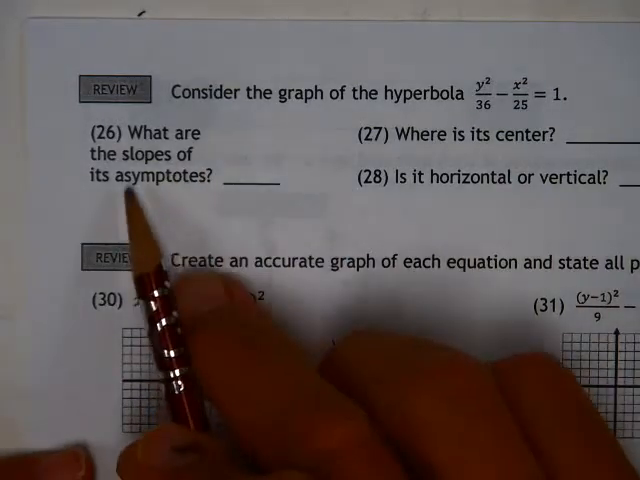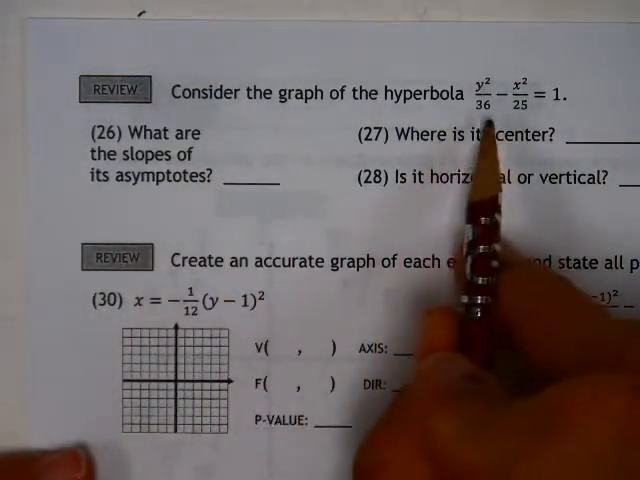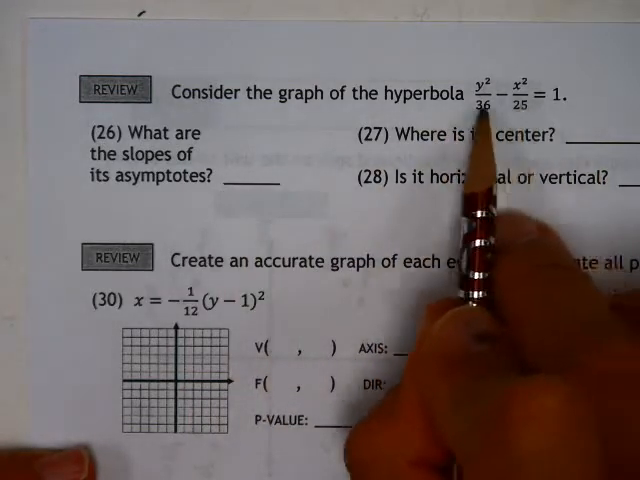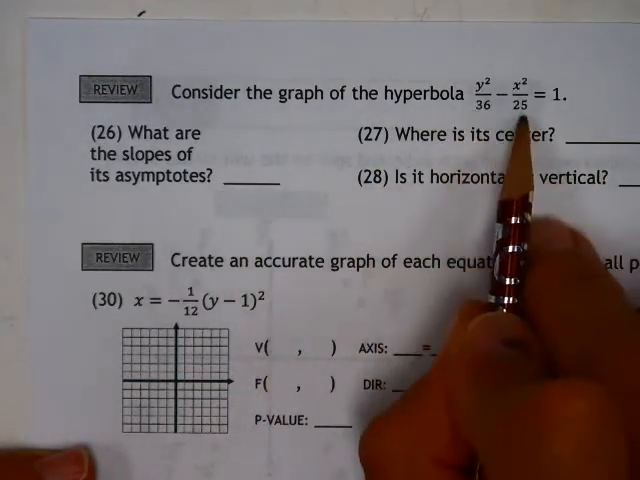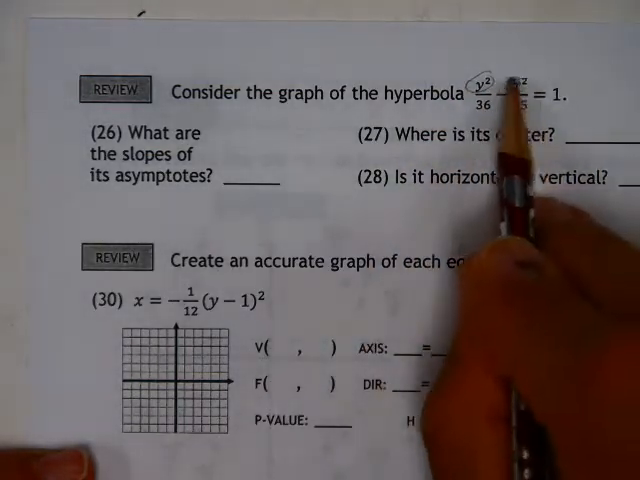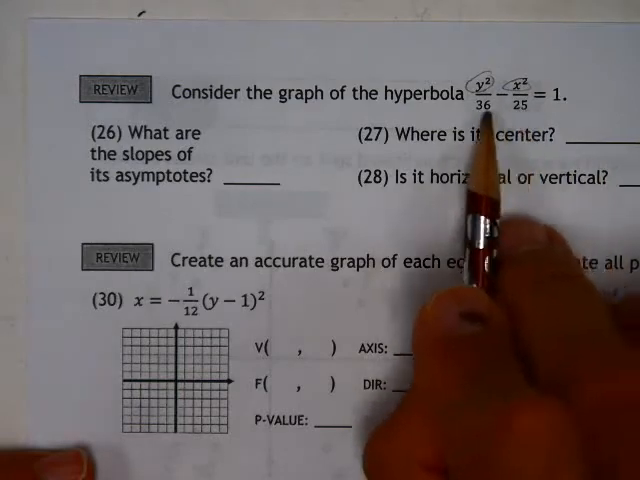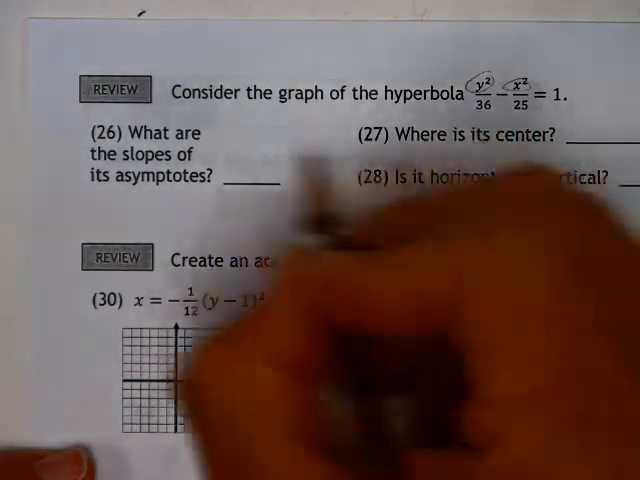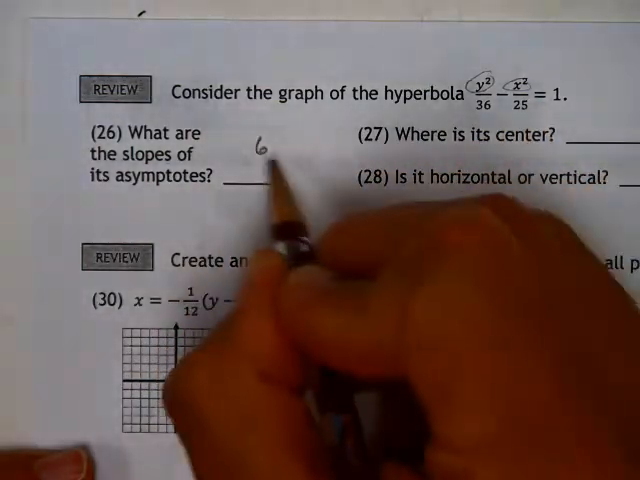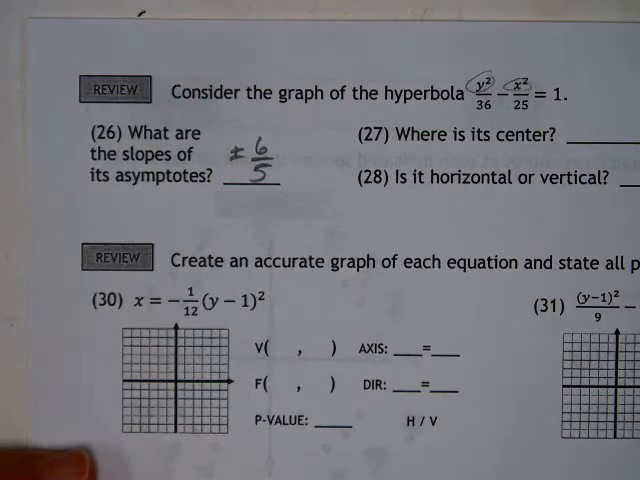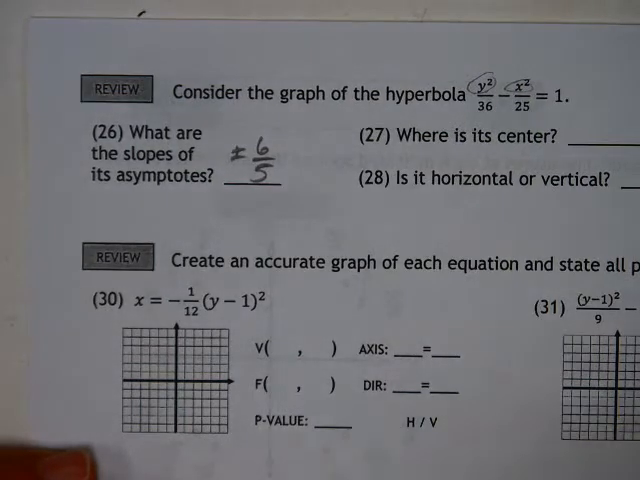What are the slopes of the asymptotes? Well, I always say the rise over the run is the way to go here. And if you look at the denominator of each of these, one's under the y, one's under the x. And the y is traditionally the rise and the x is the run. So you take the square root of each of these numbers: the square root of 36 is 6, the square root of 25 is 5. Plus or minus 6 over 5 is the slopes of the asymptotes.